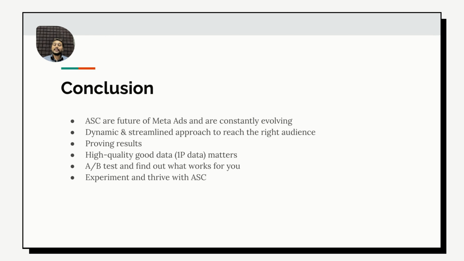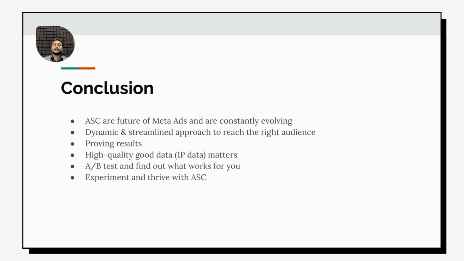So while ASC campaigns might offer very little granular control over audience targeting, the AI driven algorithms of ASC campaigns are really doing a very good job. All you have to do is give the ad creatives, give good data, or give the high quality 1P data, the first party data, and it will do the job for you. So it all emphasizes the importance of investing in robust first party data collection and synchronization with Meta ads.